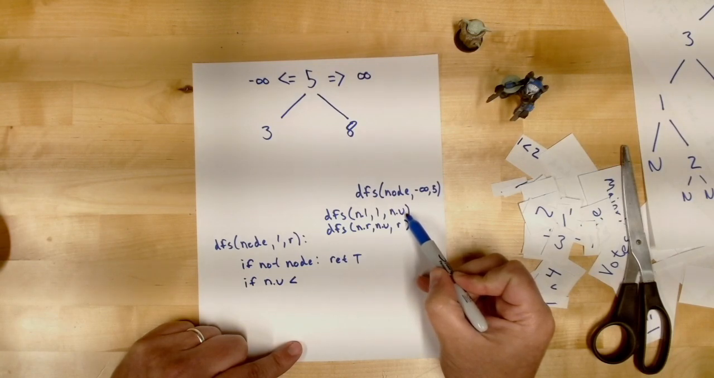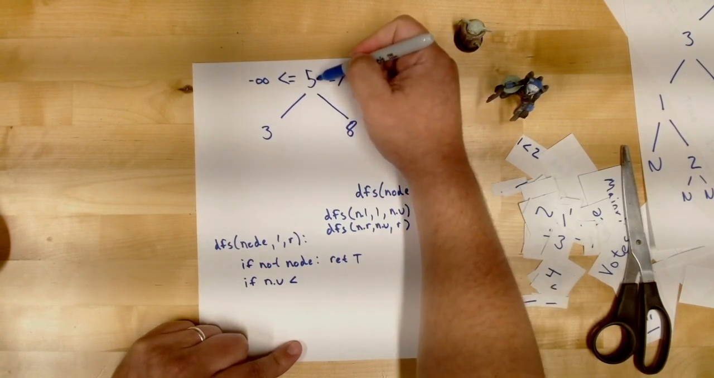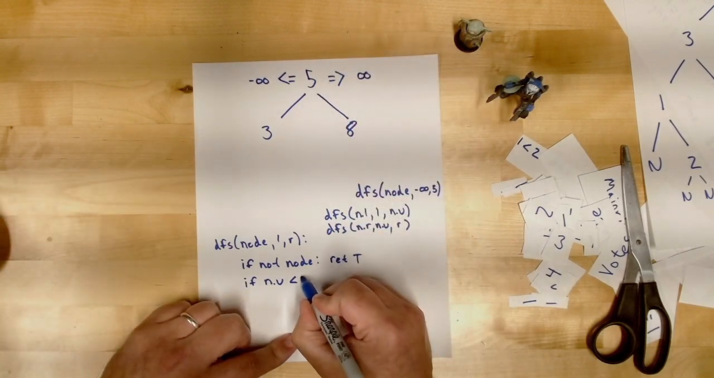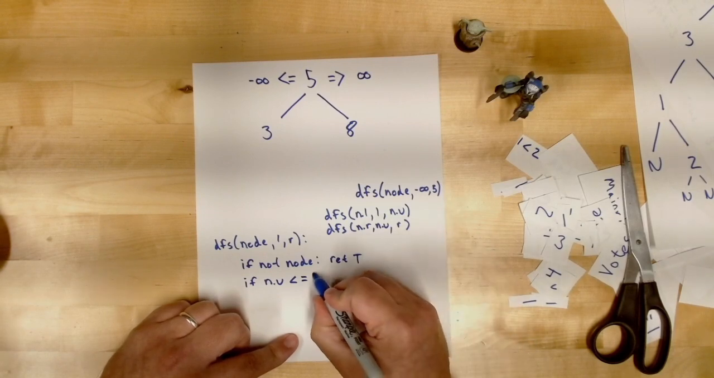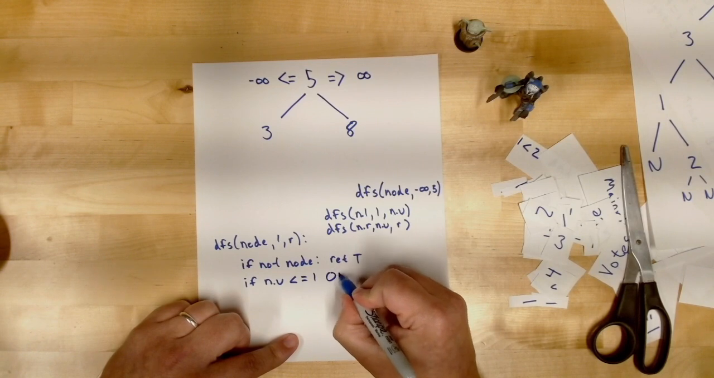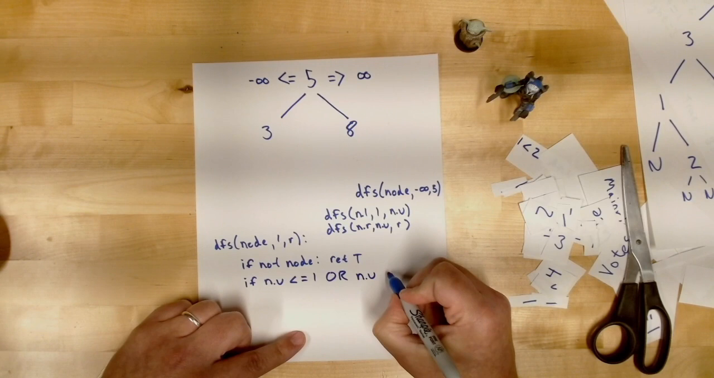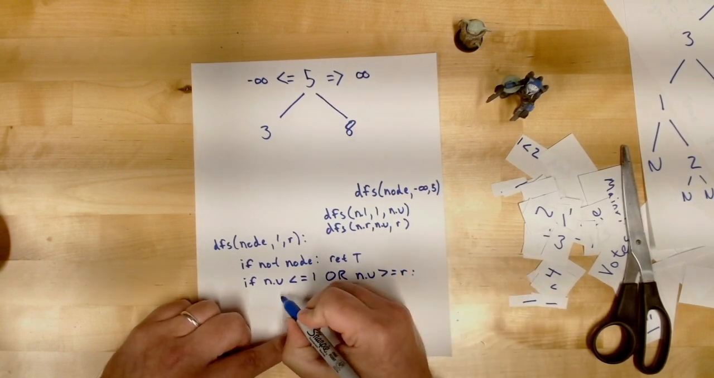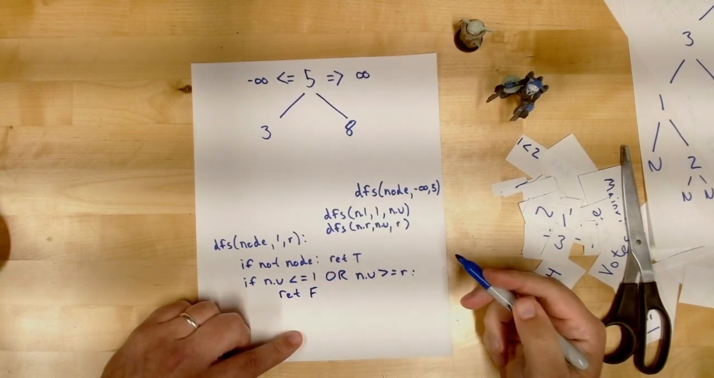So let's think about this. If node.value is the boundary, yes, we don't want to be less than or greater than, depending on which side we're going to, but we also don't want to be equal to it. So if node.value is less than or equal to left, or our logical or, if node.value is greater than or equal to right, we're going to return false. Because that means we're out of bounds.